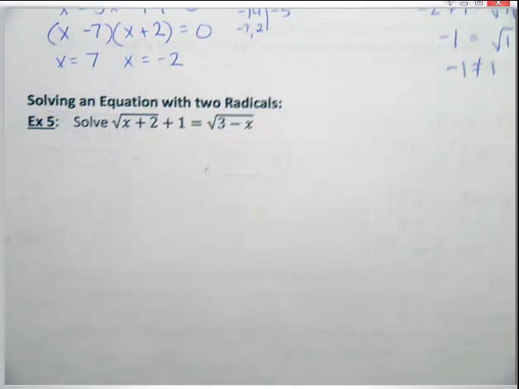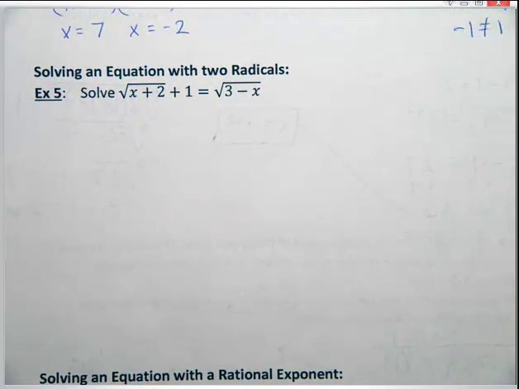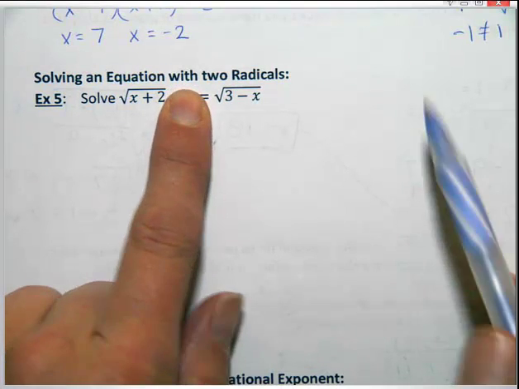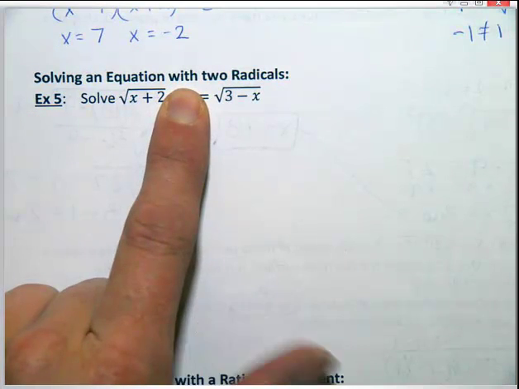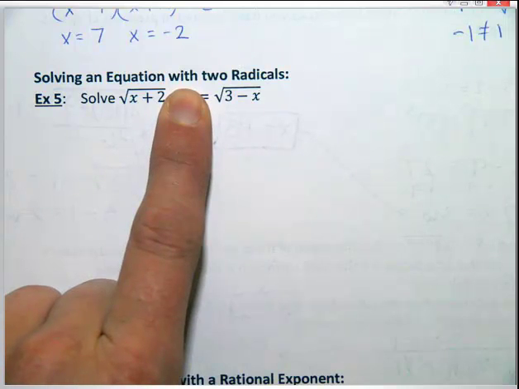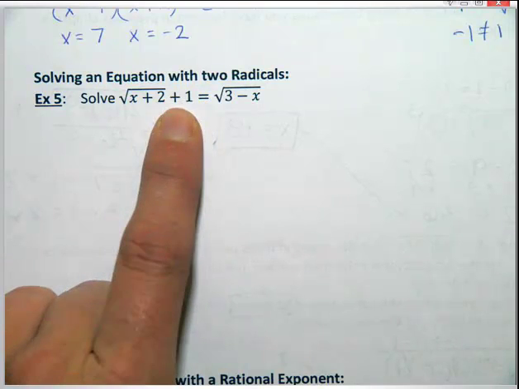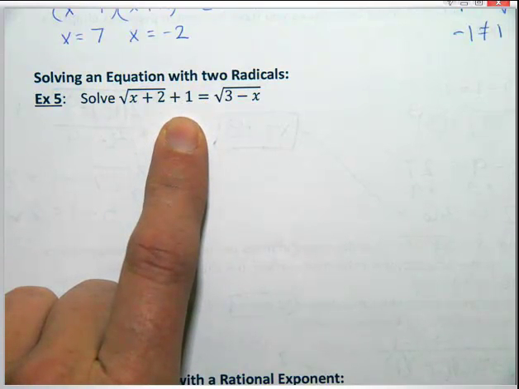All right, example 5, when we have an equation that has two radicals in it and other numbers, it gets a little bit messier. If this didn't have a +1, it wouldn't be a big deal. If I want to show you an example, if this wasn't a +1, can I square both sides? Yeah, and I would just have x plus 2 and 3 minus x be a really easy situation. But because of this +1, it's going to be more difficult.